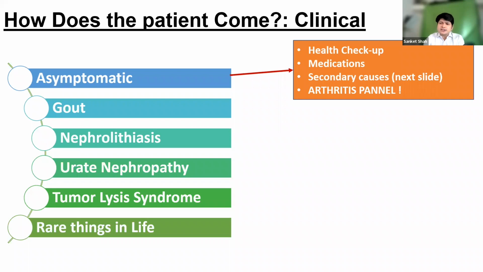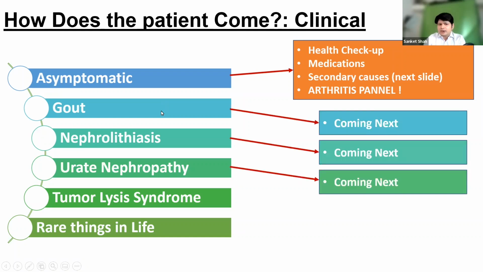Sometimes, or most of the time in practice, the investigations are already done, and then you are called to say what to do about this. Then you have to use a very common, simple practice. See the patient, take the history, do the examination, make your clinical impression, then see the reports. Everything will make sense, right? Second, with hyperuricemia, the patient of gout can come, nephrolithiasis can come, and urate nephropathy can come. That we are going to discuss in the next few slides.